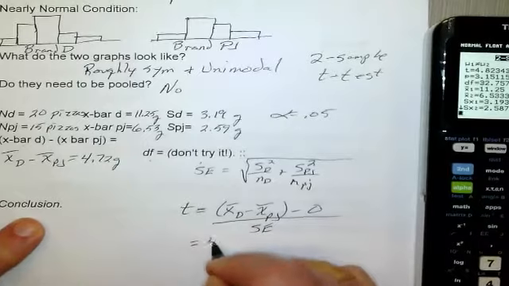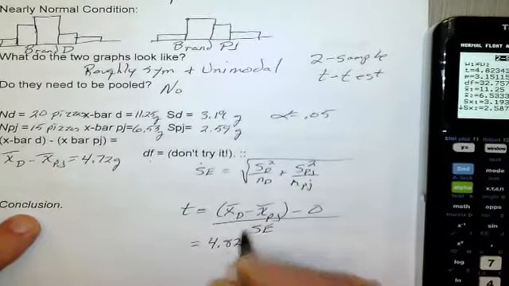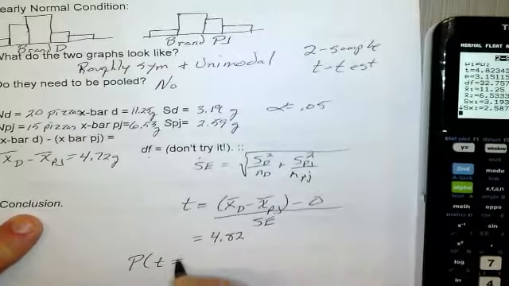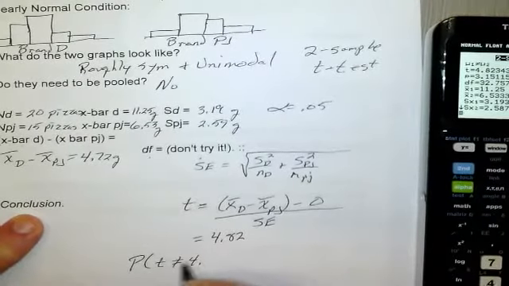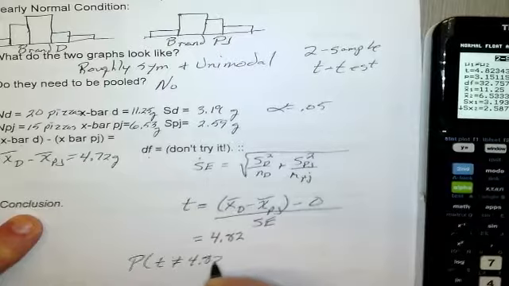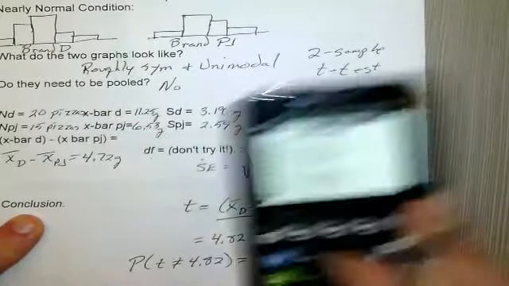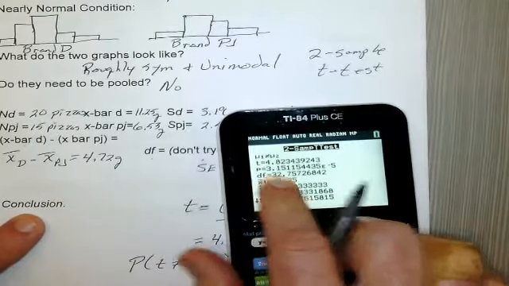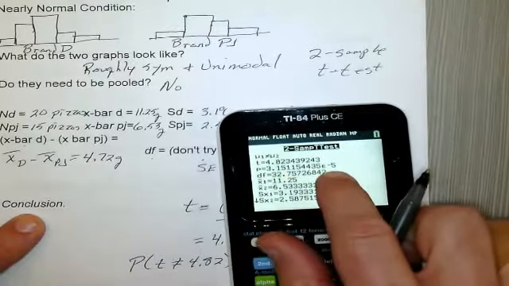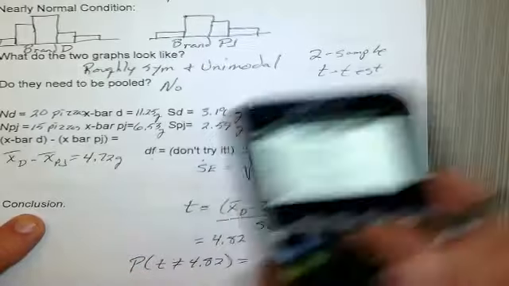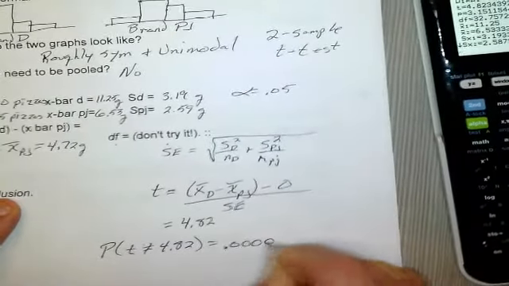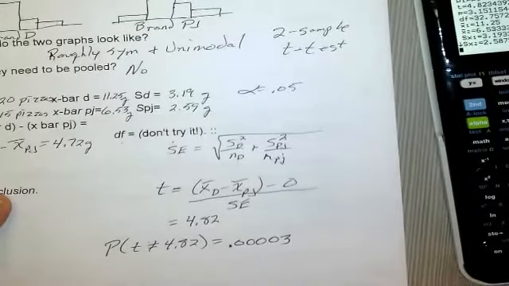So this equals 4.82. So the probability of t not equaling 4.82 is this p-value. Well, I have a lot of people that said, oh, it's 3.15. No, it can never be bigger than 1. There's a negative 5 there. Move that decimal 5 to the left, and we get 0.00003.